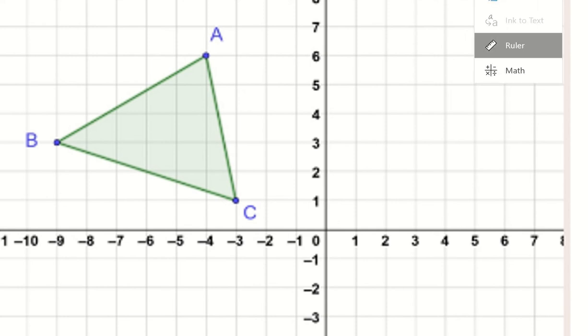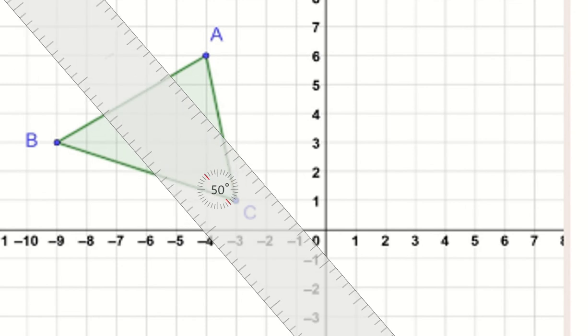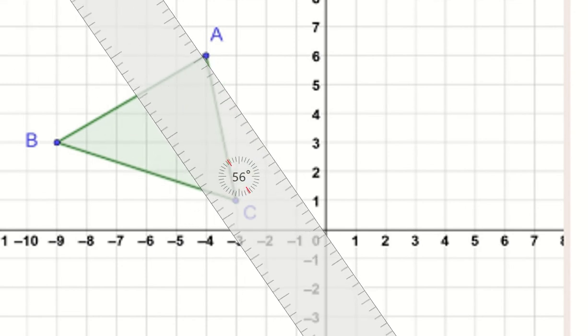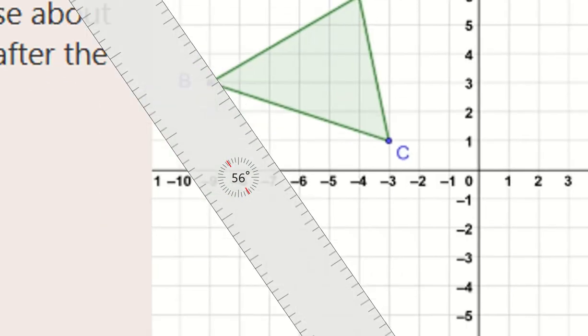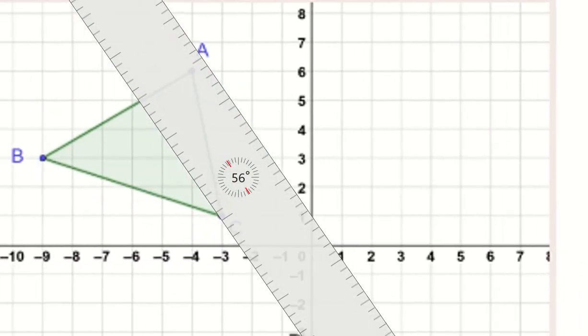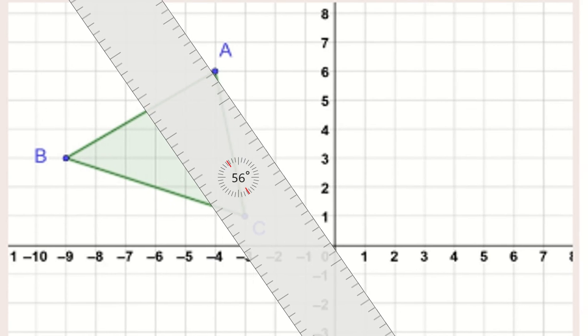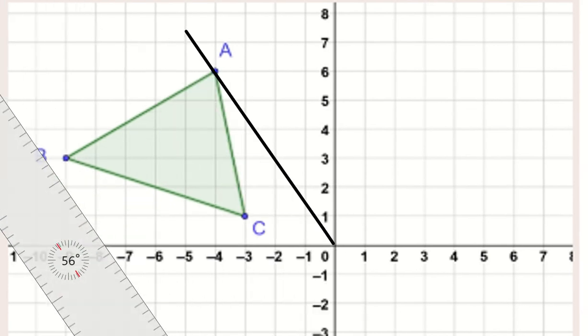I usually think about it like this. If I was to look at this line segment right here, from A all the way down to the origin, right? This line has a slope of down, what is it? Down 6 units and then over 4 units. So this has a slope of negative 6 over 4. I'm not going to reduce it. I'll just leave it like that.